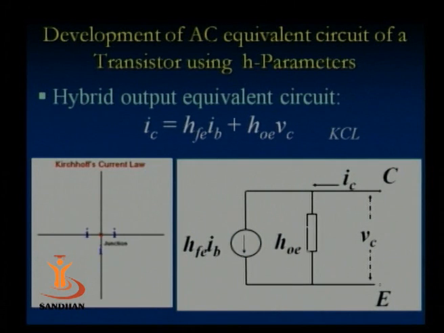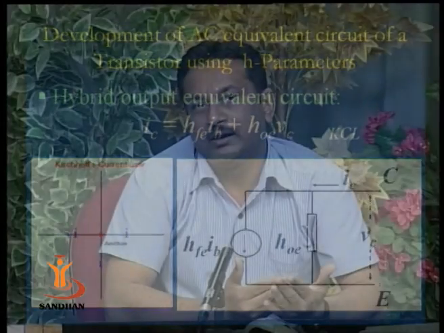So we have seen how the H parameter equivalent circuit of the input and output sections of a transistor can be drawn. Now, how can we find the overall circuit of a transistor, input section as well as output section? How can the whole circuit be obtained? Let us see that.